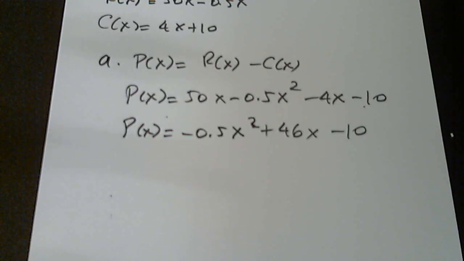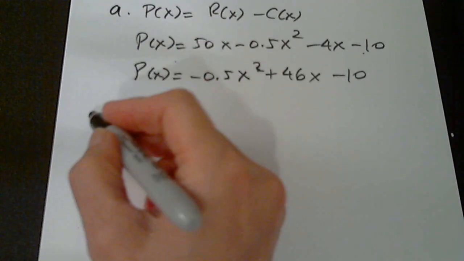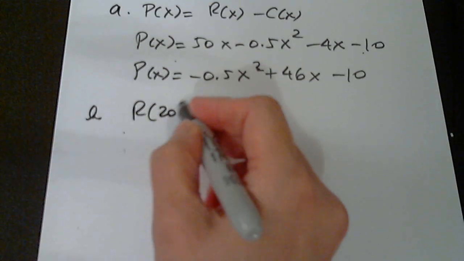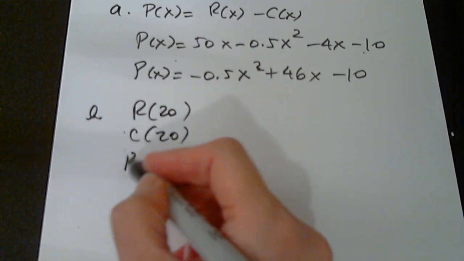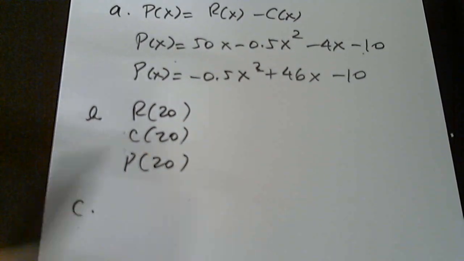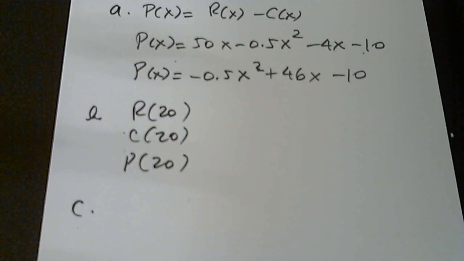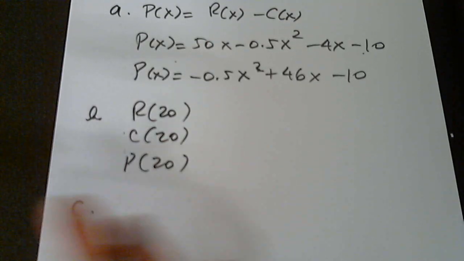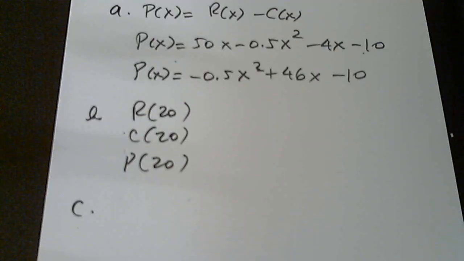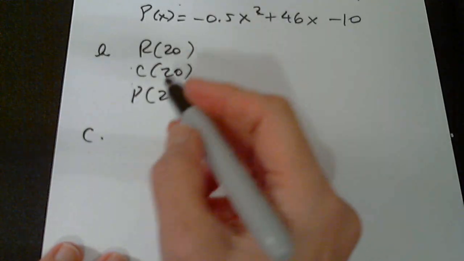Okay, let's look at part B. R of 20, C of 20, P of 20. Okay. R of 20, C of 20, P of 20. Part C, and we'll do that in a minute. Let's find R prime, C prime, and P prime, because they want us to determine R prime of 20 and so on and so forth. So we're going to come back to the calculations.